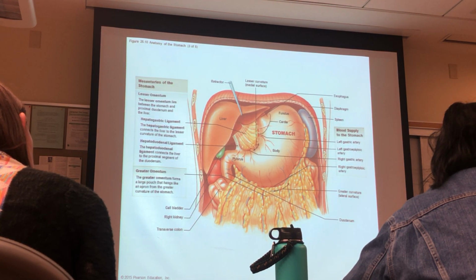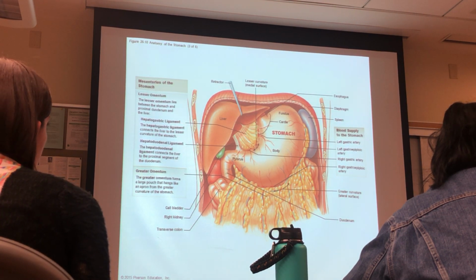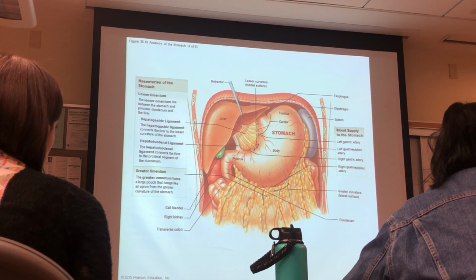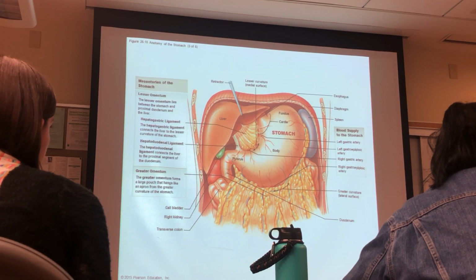So the terminology is the lesser omentum, right? This is your inferior surface of the liver, and it connects to the lesser curvature of the stomach. The stomach has two curves to it. The smaller one here is called the lesser curvature, and then the greater curvature. And so we would say the greater omentum hangs from the greater curvature of the stomach, okay?